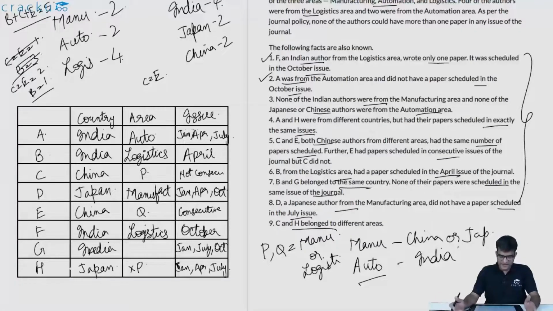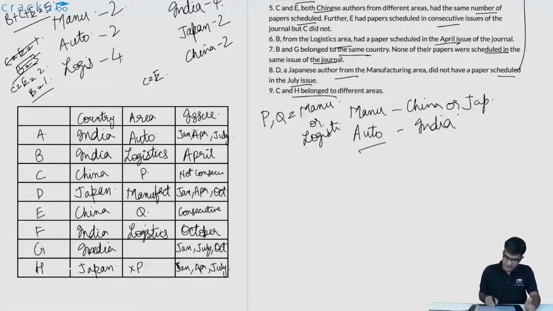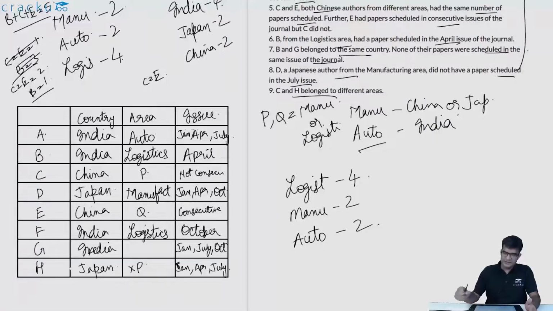If you look at it, we have identified the country for each one of them. Let us now try to focus on the areas. We know that there are 4 people in logistics, 2 people in manufacturing and 2 people in automation. This is the case at the start. How many have we definitely identified? We have identified 1 auto.